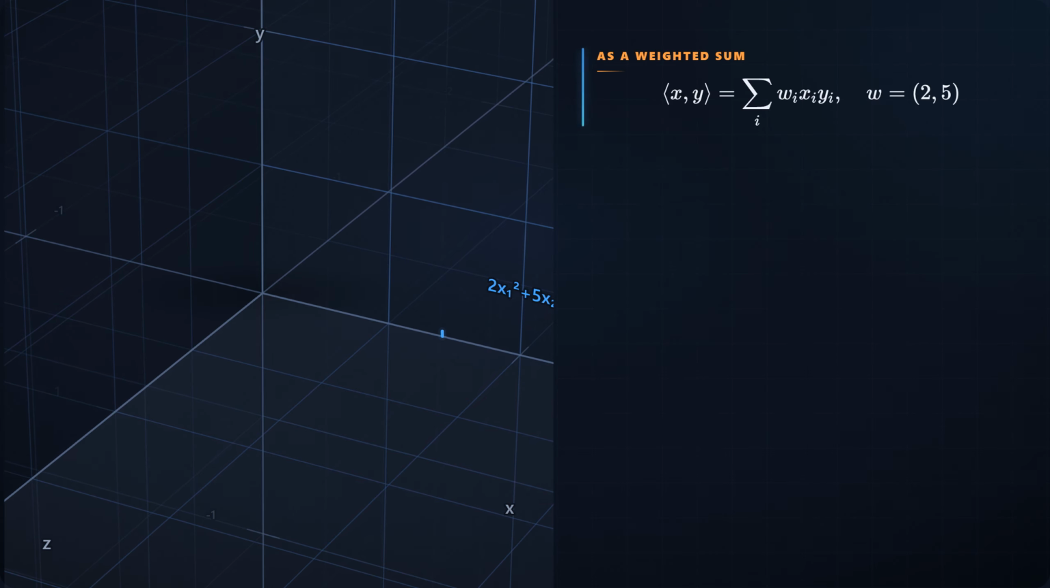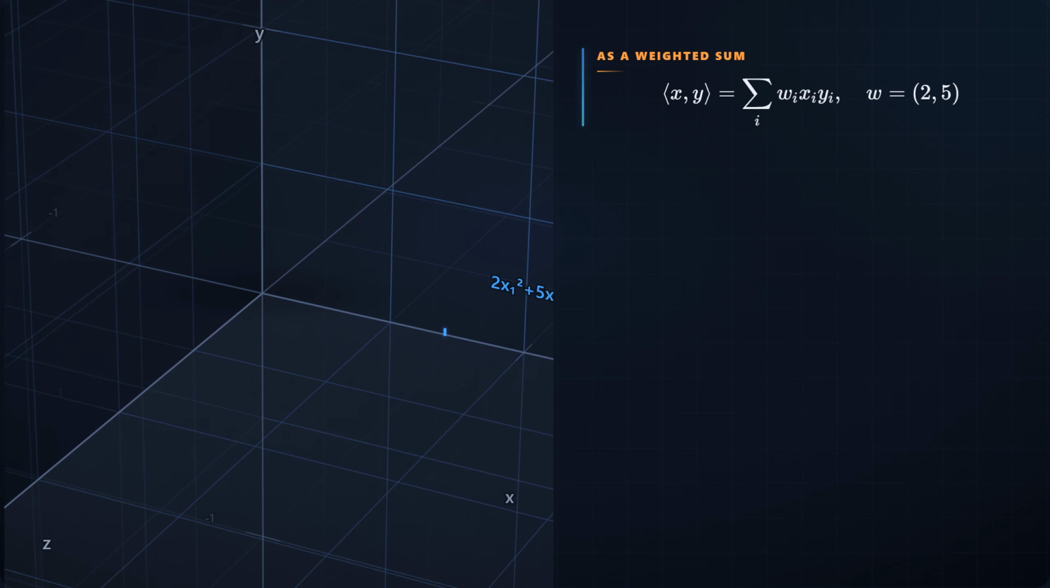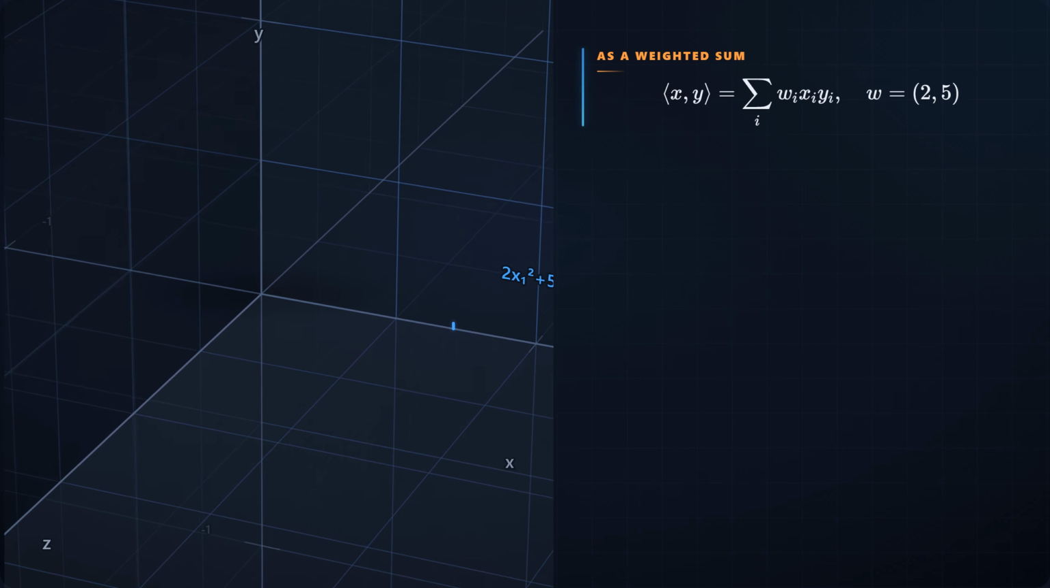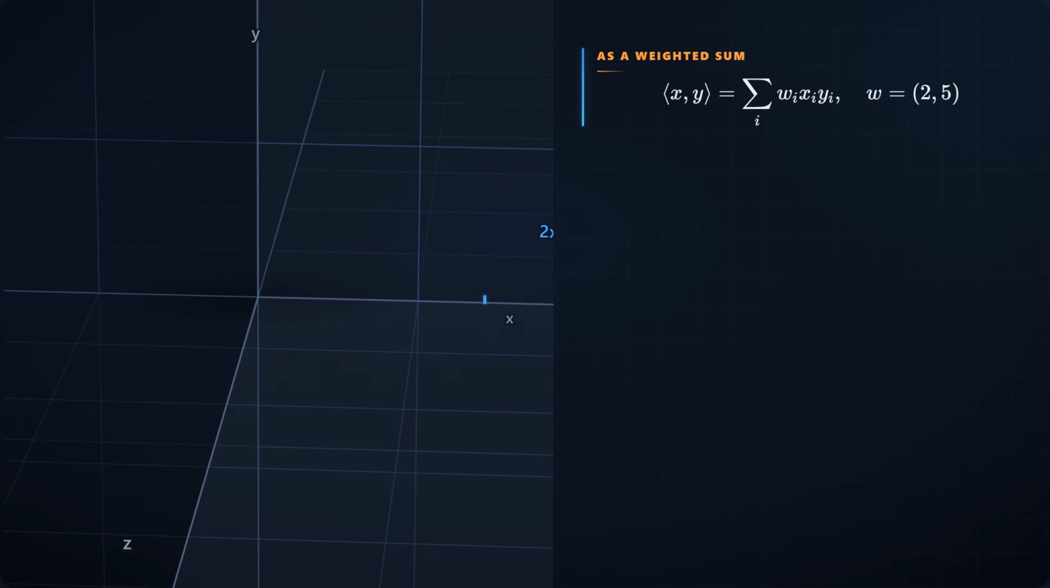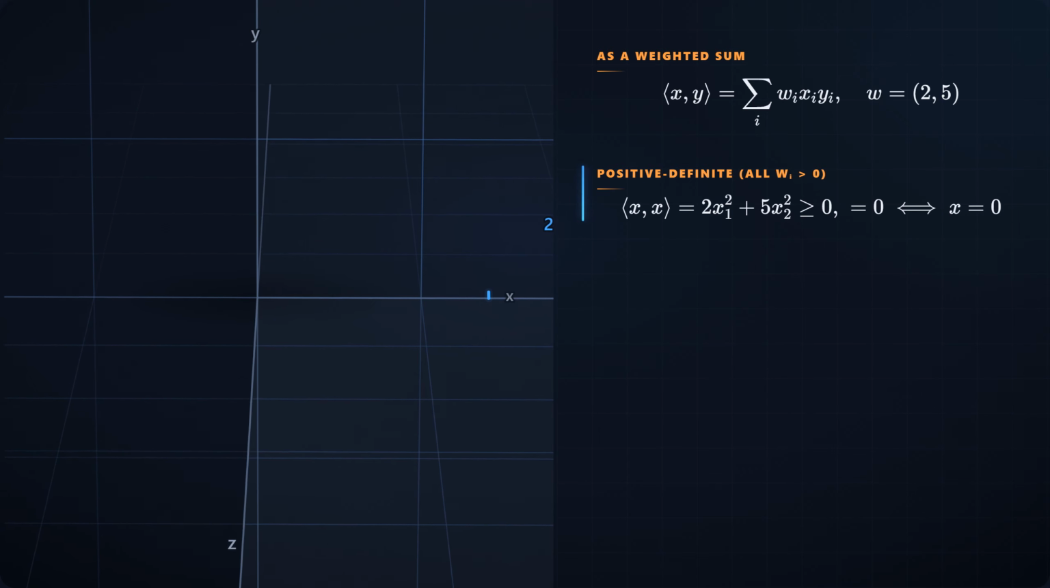A weighted product. Each coordinate carries its own positive weight, here 2 and 5. Read it as a weighted sum. Verifying is quick. A vector with itself is 2x1 squared plus 5x2 squared. Both weights positive, so the sum is never negative, and 0 only when both components vanish.